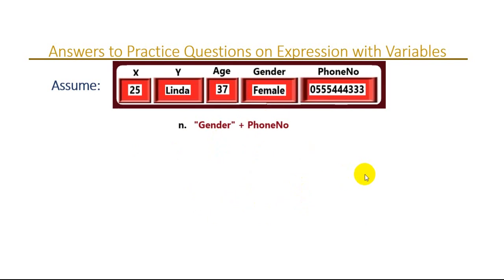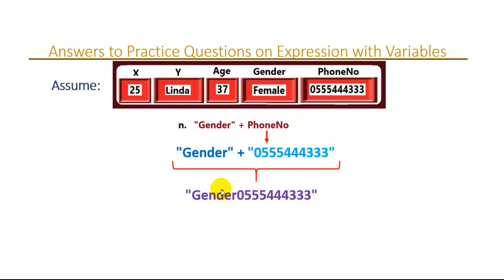Next one, this time we are putting double quotes around gender, and phone no is without the double quotes. So this is a variable, right? So we'll substitute that with this value. So whenever you have a variable, you can't use the word phone no exactly as it is, the literal. You have to use the contents of the phone no. It's a variable. So phone no contains 055. So this constant is that, and this of course is within double quotes. We have to use the same word, gender. So gender plus this one. The result is gender and 0 and the rest of the numbers. So gender within double quotes plus phone no evaluates to gender 0555 and this value.